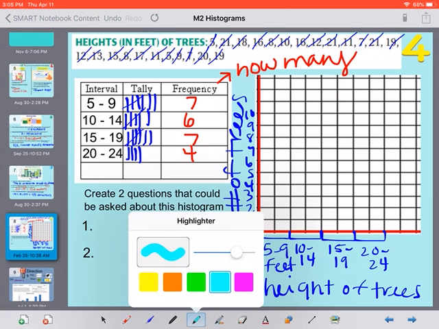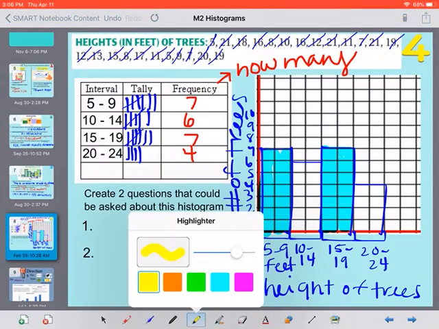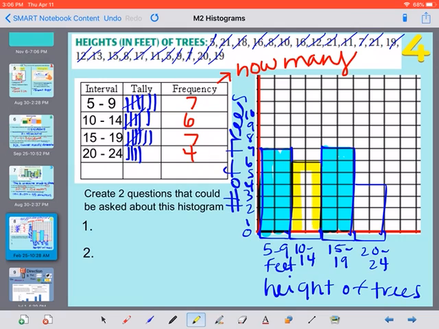So our first bar here, from 5 to 9 feet, we have 7. So that's that first bar. From 10 to 14, we have 6. Right there. From 15 to 19, we have 7 again. And then from 20 to 24, we have 4. So if you want to color them in so it's easy to see, I know it's hard to see on the graph here. I'm just going to use 2 different colors so we can see how tall each bar is.